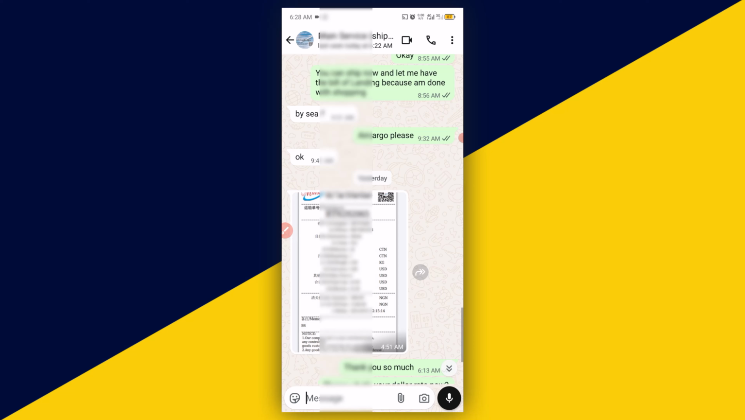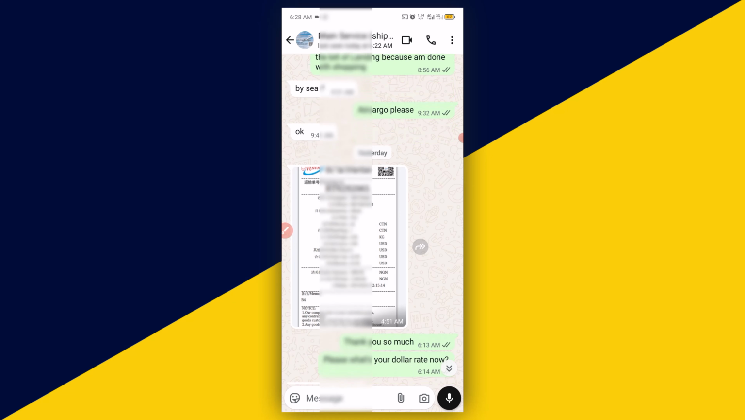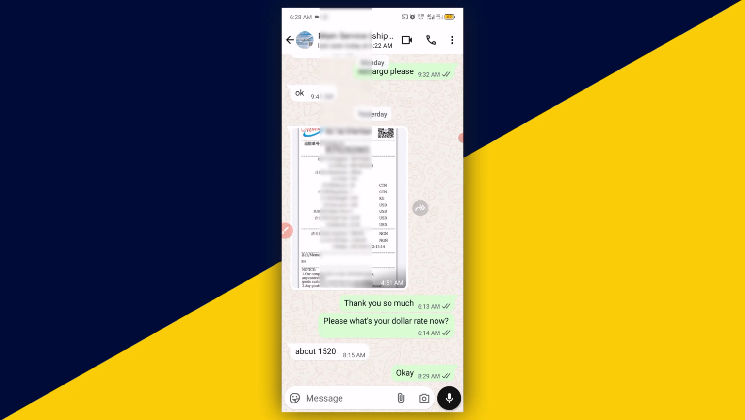However, different shipping companies have different pricing and terms of service. But this particular shipping company I'm using, this is their way of operation. Now I say thank you so much. Please, what is the dollar rate now? Another thing to consider here is the dollar rate. Different companies have different exchange rates. But for this company, as at the time of using them and as at the time of making this video, their exchange rate is 1,520 naira. This is the amount we need to use to calculate our cost of shipment from China down to Nigeria.